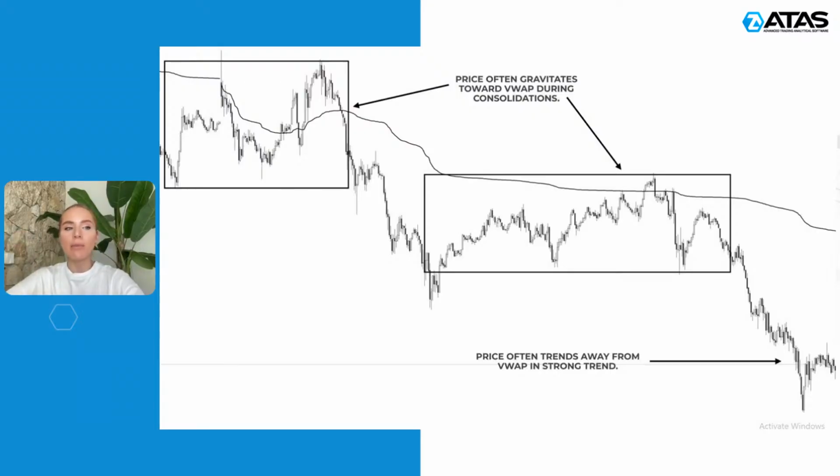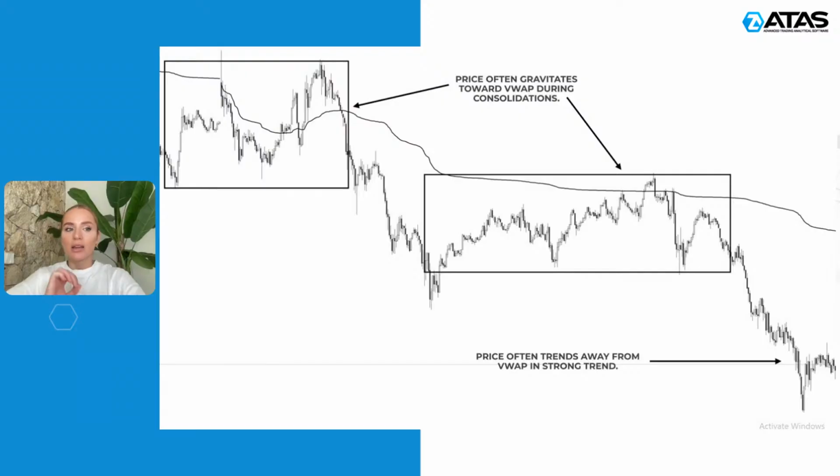And you can think about VWAP as a magnet. Price often gravitates towards it in consolidations, for example, as you can see on the two upper examples. So if the price consolidates, it's going to naturally gravitate toward the VWAP because it's an average volume-weighted price. That's a price which is interesting for the big market players. And any trends happening will push the price away from VWAP. So when the trend happens, you will see that the price goes further from the VWAP in the strongest market moves.